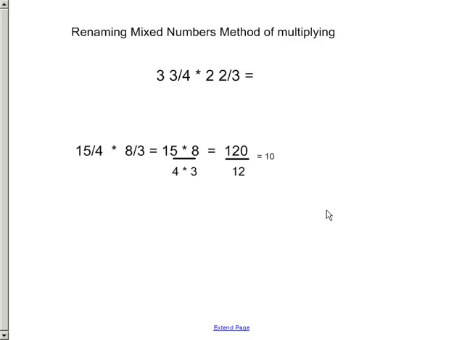120 twelfths. And I can change that improper fraction into a whole number or a mixed number by dividing my numerator and denominator. And when I do that, 120 divided by 12 equals 10. So whether I use the partial product method or the renaming as improper fraction method, I come up with the same product, which is 10.